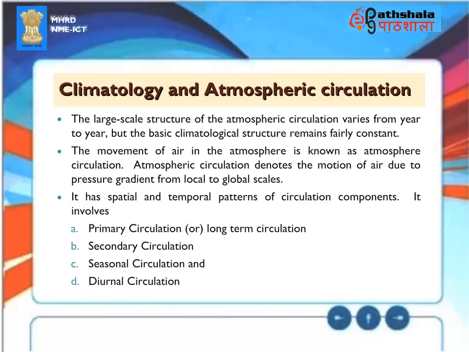Climatology and atmospheric circulation. The large-scale structure of the atmospheric circulation varies from year to year, but the basic climatological structure remains fairly constant. The movement of air in the atmosphere is known as atmospheric circulation. Atmospheric circulation denotes the motion of air due to pressure gradient from local to global scales. It has spatial and temporal patterns of circulation components. It involves primary circulation or long-term circulation, secondary circulation, seasonal circulation, and diurnal circulation.